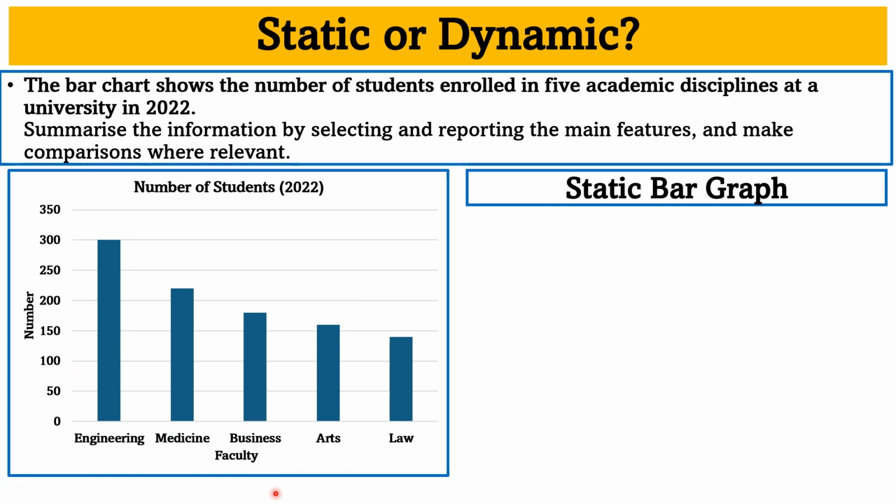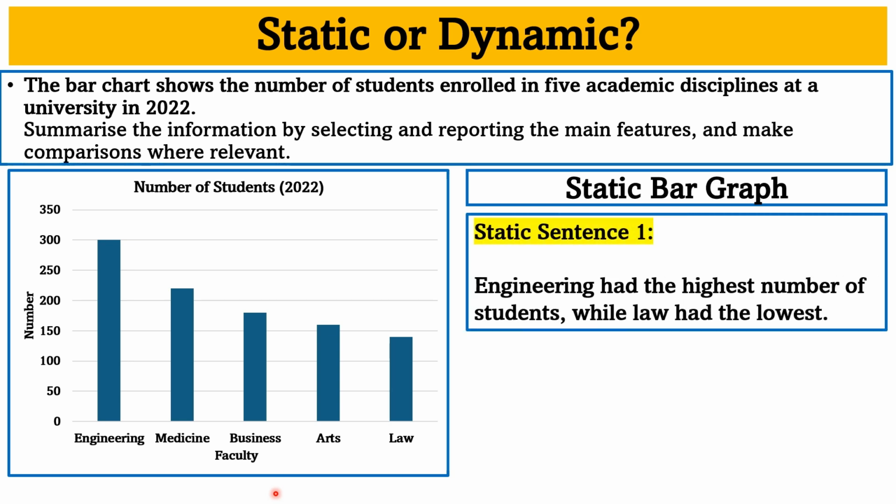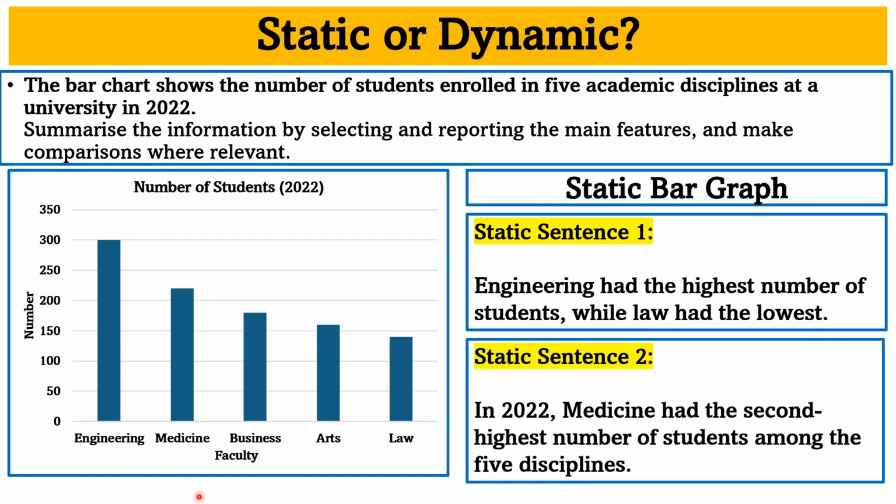So we focus on comparisons, not changes. For example, engineering had the highest number of students, while law had the lowest. Or, in 2022, medicine had the second highest number of students among the 5 disciplines. There is no timeline, so we don't talk about rising or falling numbers.